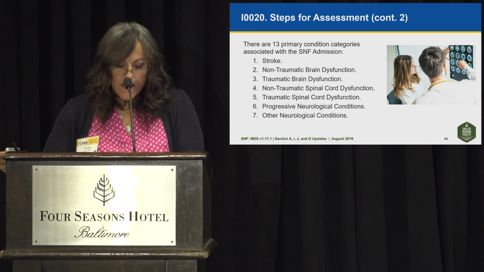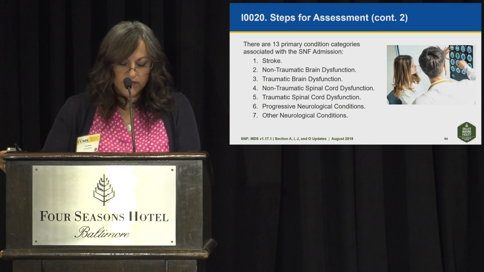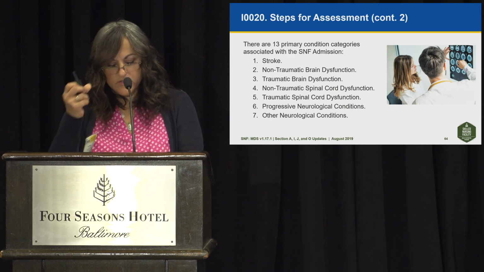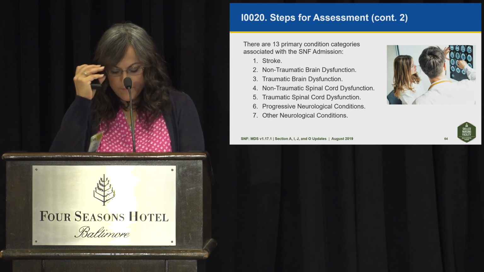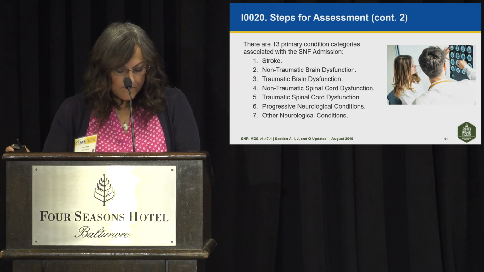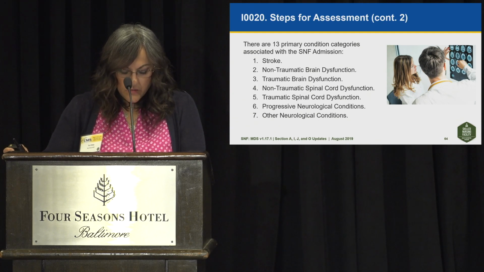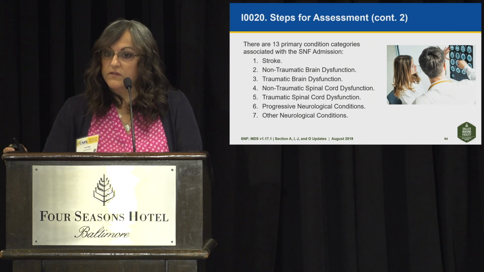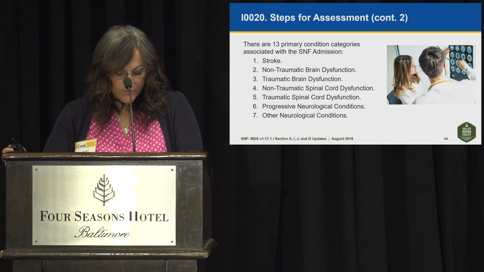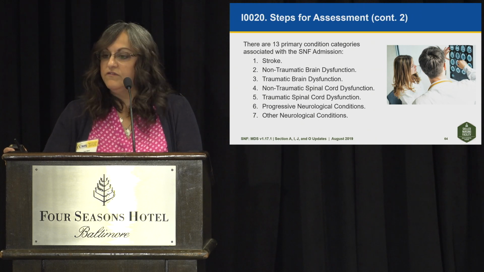In order to complete I0020, the first step is to identify the diagnoses associated with the SNF admission and assign it to one of 13 primary medical condition categories that best describe the primary reason for that admission to the SNF. It may be that the resident has some documented diagnoses for which you believe more than one of these medical conditions could apply. What you're going to do is choose the one that has the most effect on the resident's health and function the most.